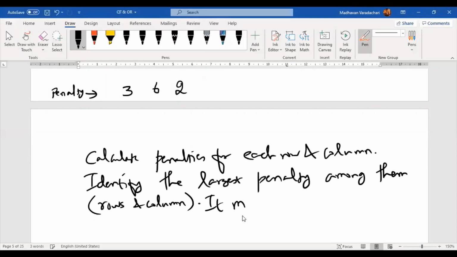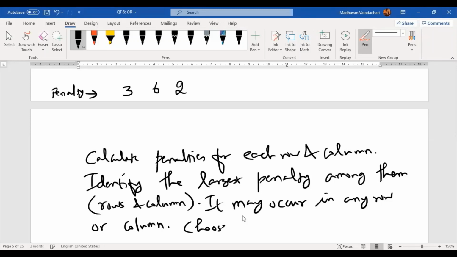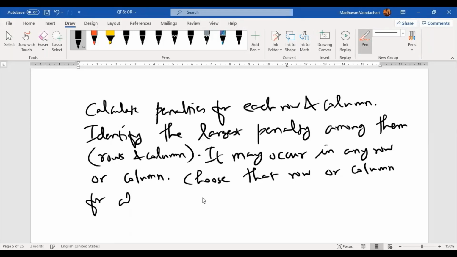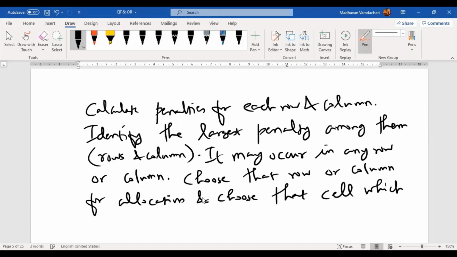It may occur in any row or column. Choose that row or column for allocation, and choose that cell which has the least cost for allocation.